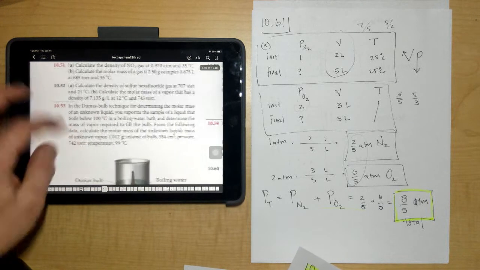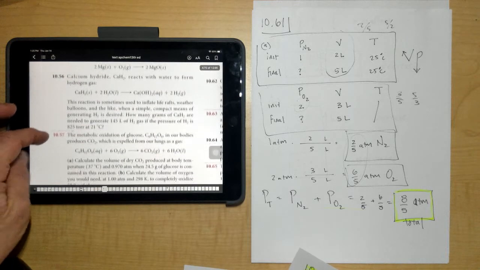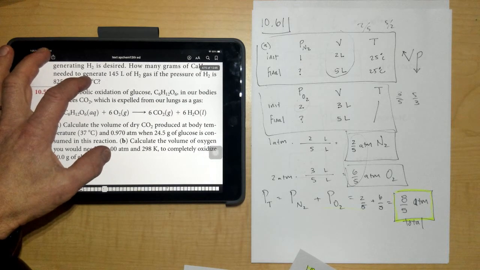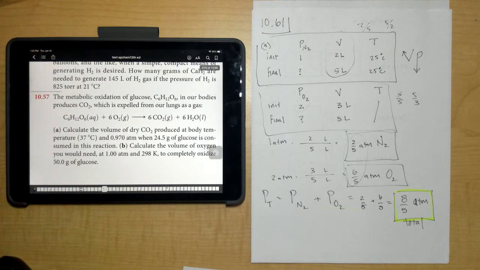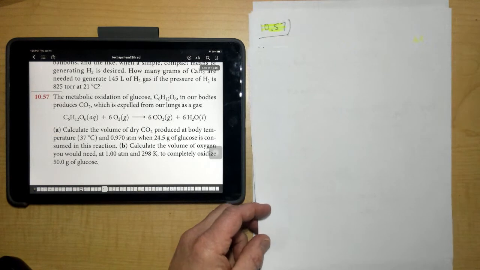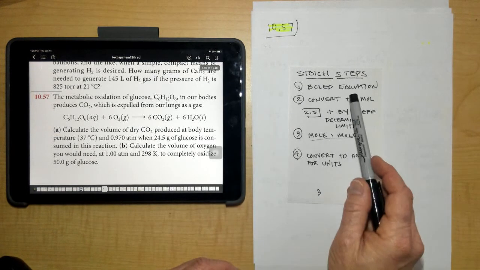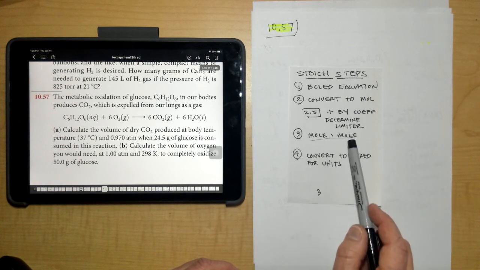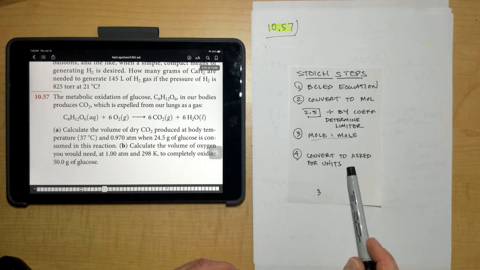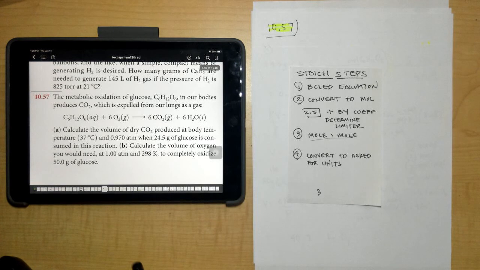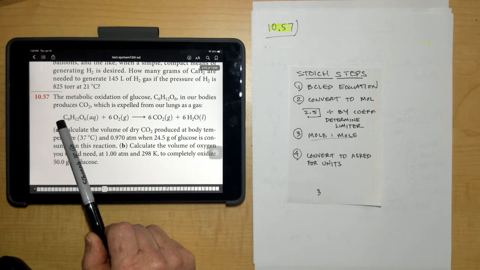All right, the next one is number 57. 57 is a tough one because this is a gas stoichiometry problem. To be able to do a gas stoichiometry problem, you first of all need to remember the steps for stoichiometry. Write a balanced equation, convert to moles, use the mole-to-mole fraction, and then convert to the asked for units. So let's go through 57 step by step.